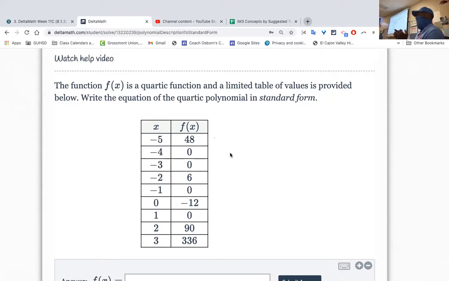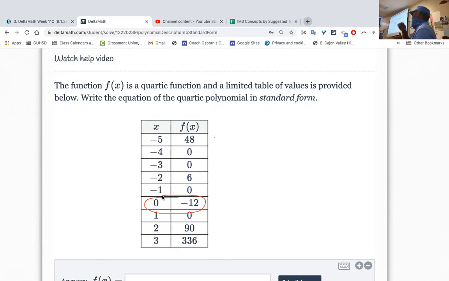Because I see a bunch of zeros in that table, but which side do I pay attention to? Do I look for the 0 on the right or on the left? What do you guys think? 0 to the left, right? Okay, so like this one right here. So is that the x-intercept right there? Yeah.